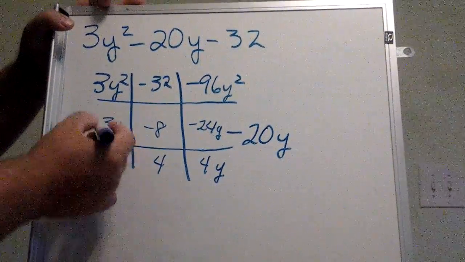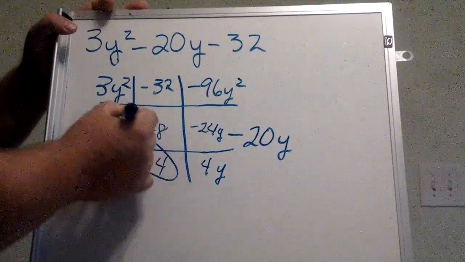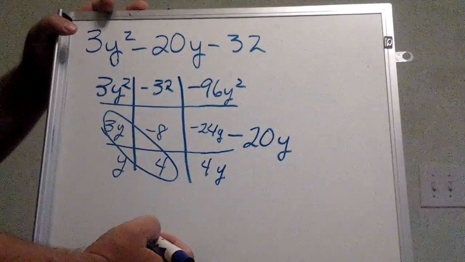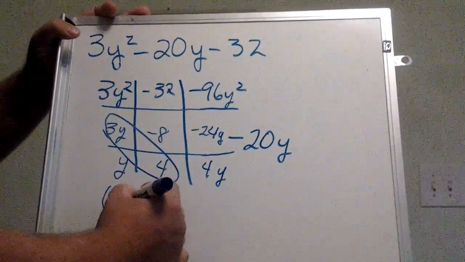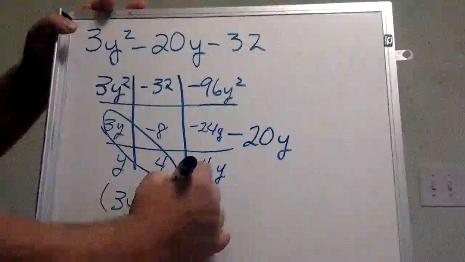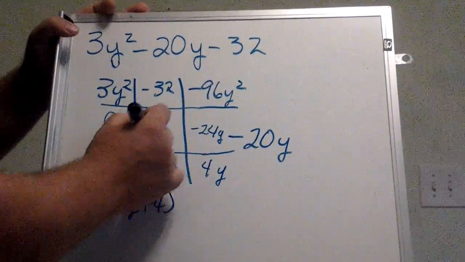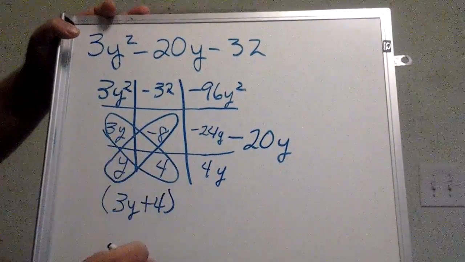Okay, so to get our factors, we circle the diagonals. So our first factor is 3y plus 4. Can I write it down here? 3y plus 4. And then our second factor is y minus 8.